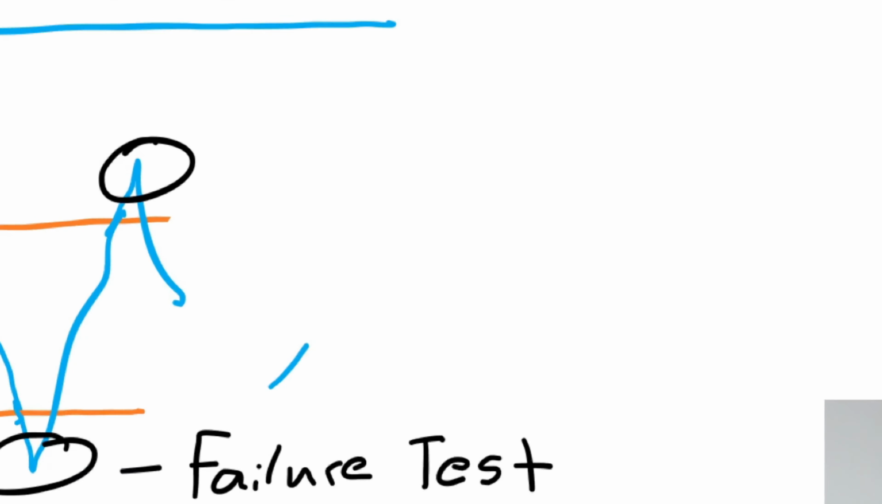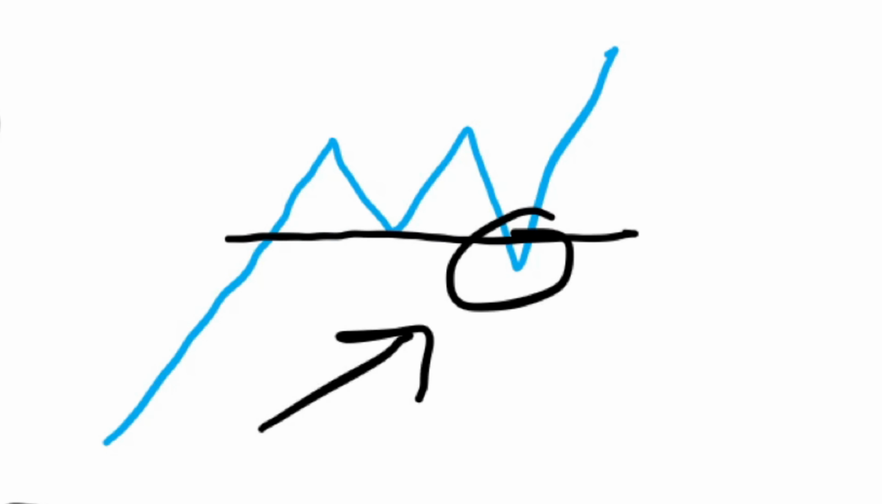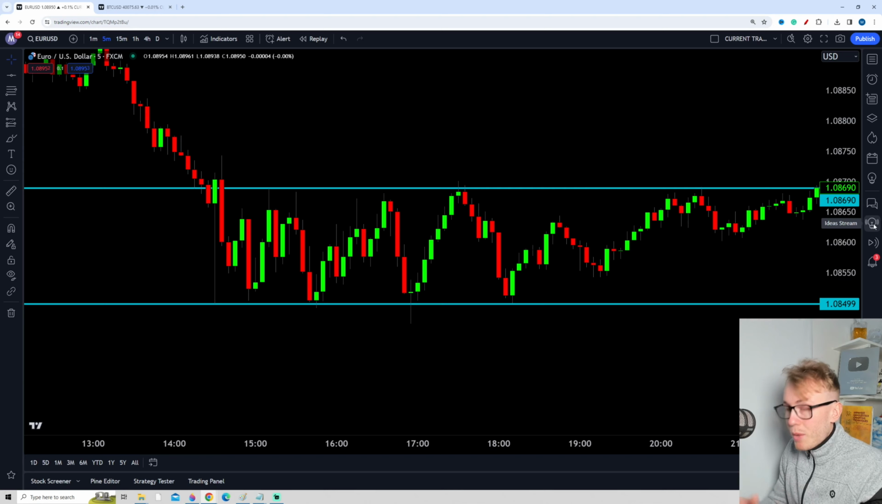So let's say we have an uptrend right here that goes something like this. Then the market starts to consolidate for a while, maybe goes something like this. Then you can see we have a sort of short-term support right here, and then this point right here would be the failure test. Now let's take a look at how this can look in a real life market.